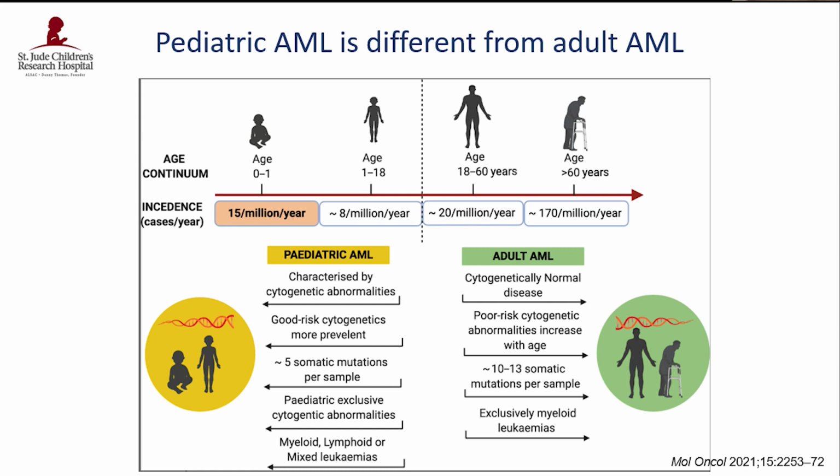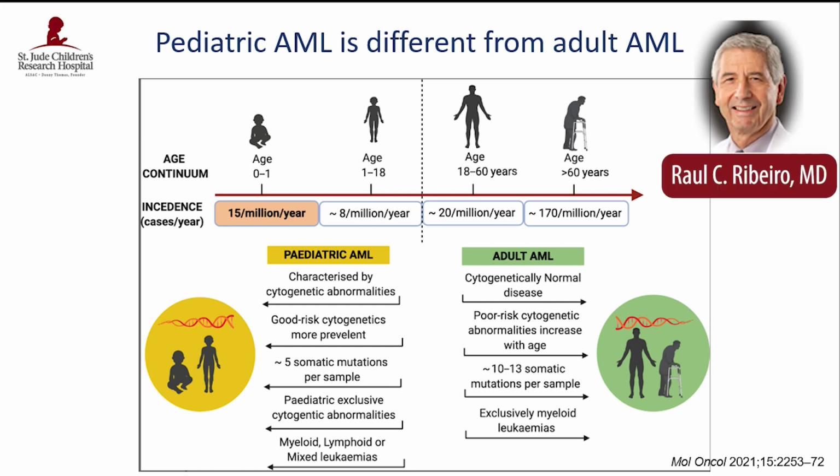Beginning here, I will show some of the differences. For example, AML is more common at a very young age than in adolescents and young adults, so it starts to increase later and then becomes very common after 60. Adult AML has fewer cytogenetic abnormalities than in pediatrics.